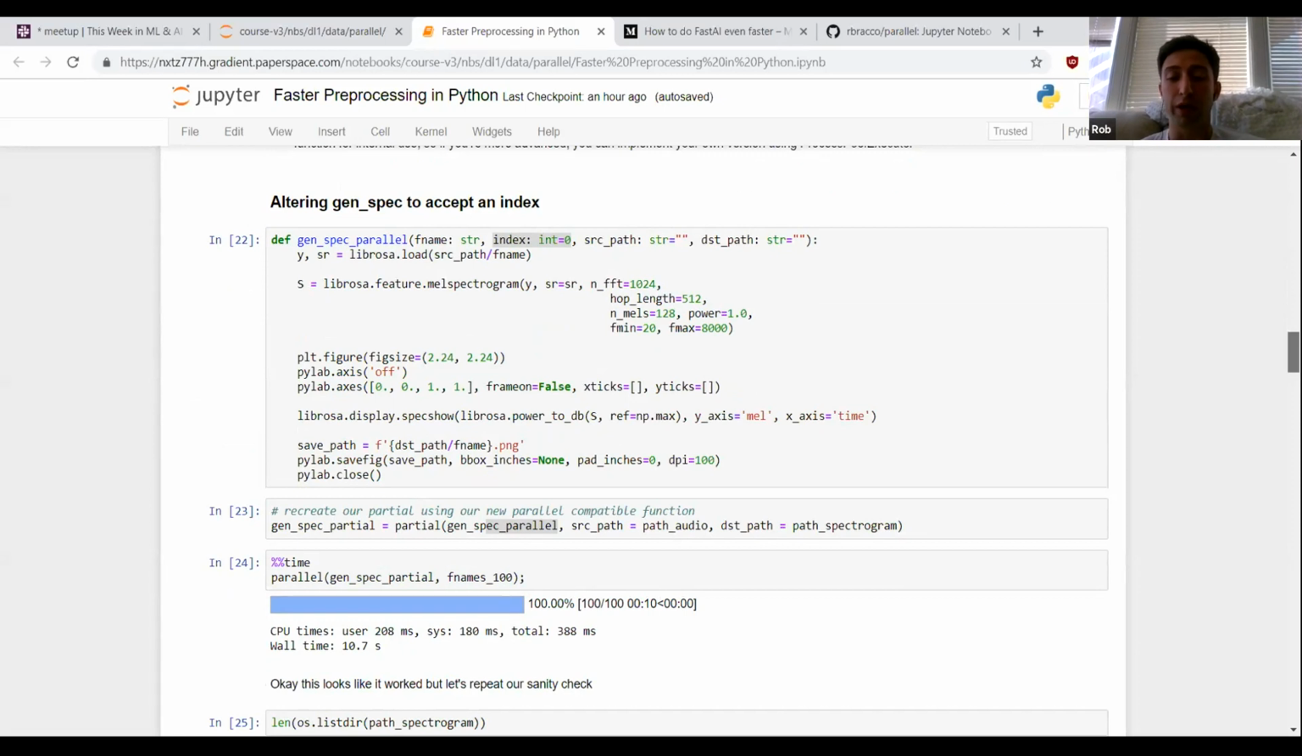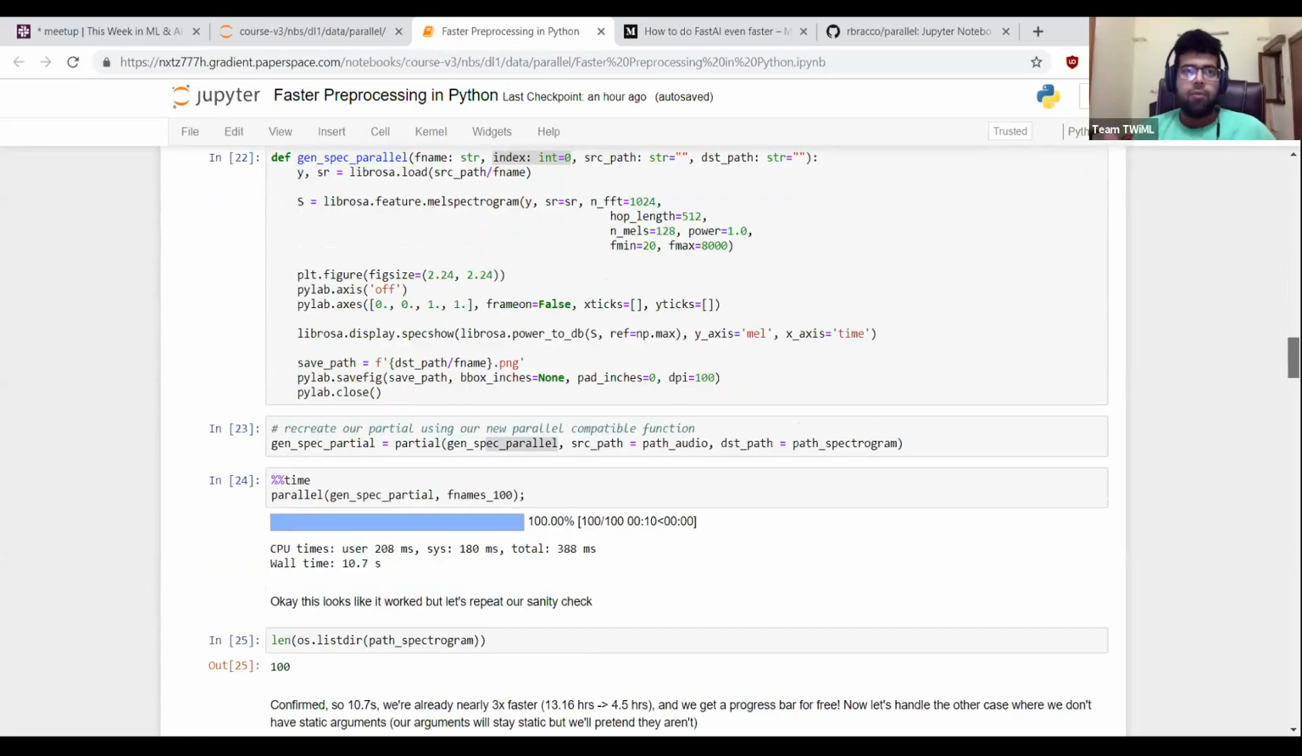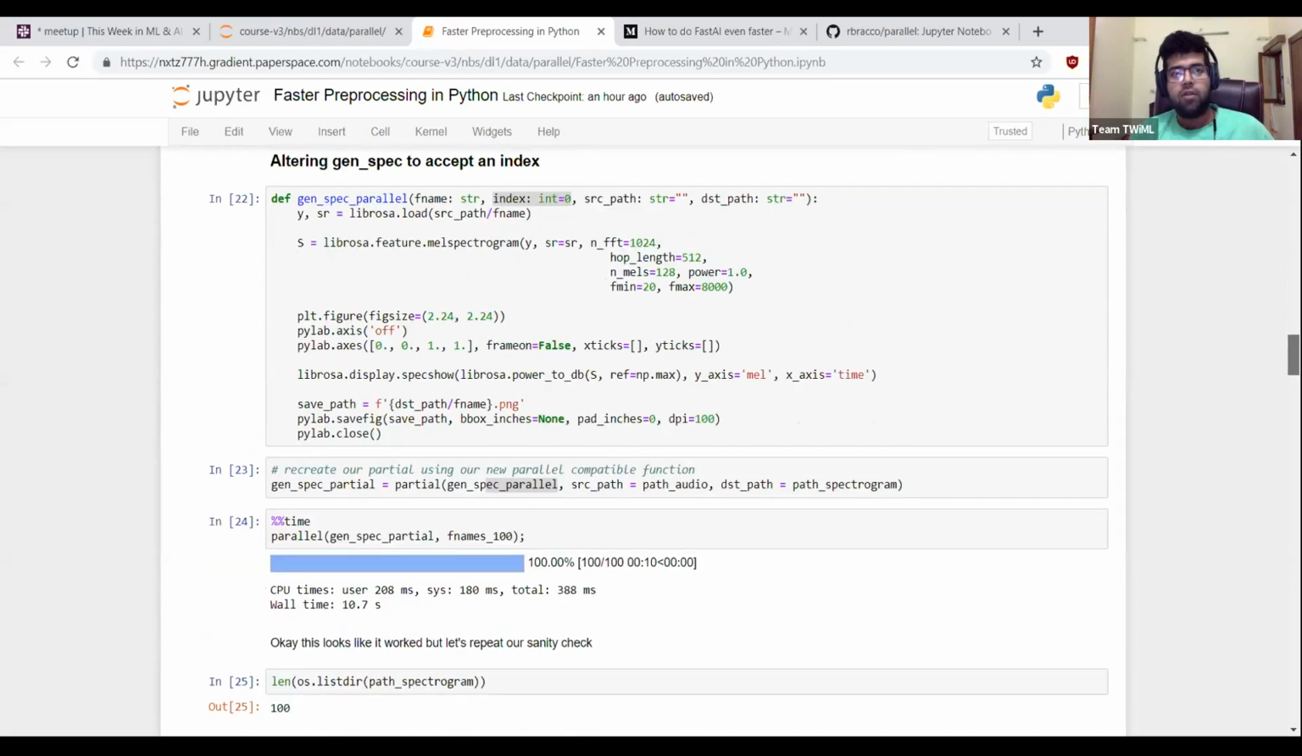It's pretty inconvenient, but I assume that could be done using star args or star KW args. Yes, star args. So I had trouble getting that to work specifically because of the presence of the index variable that gets passed in, because it requires us to accept this index.